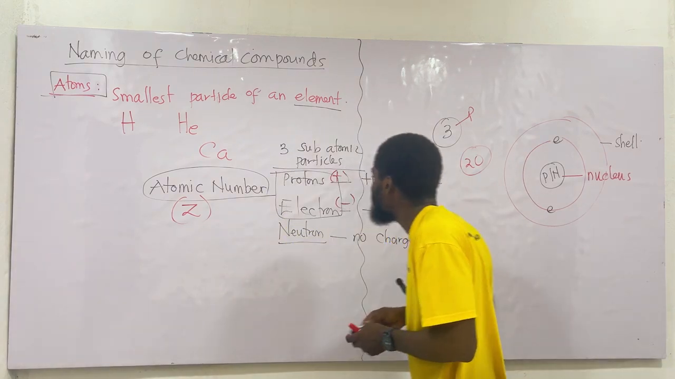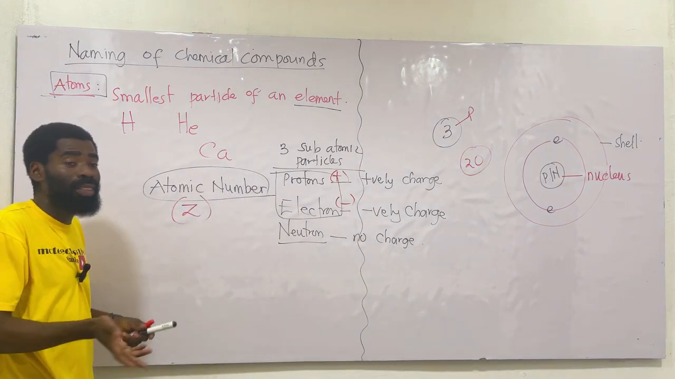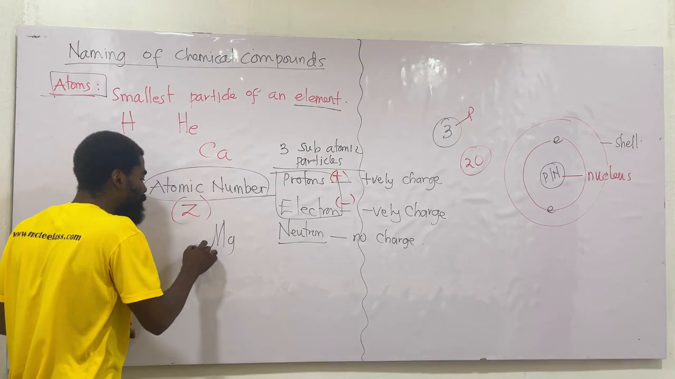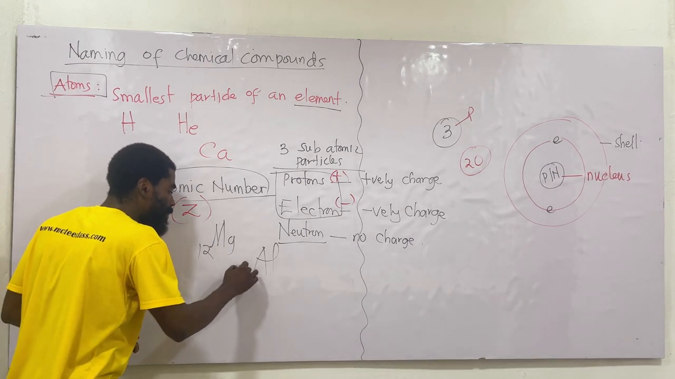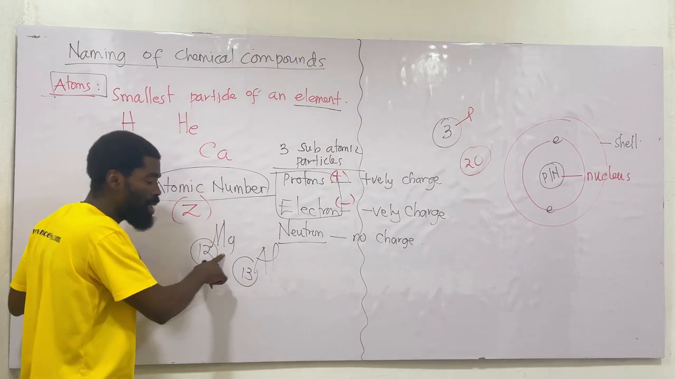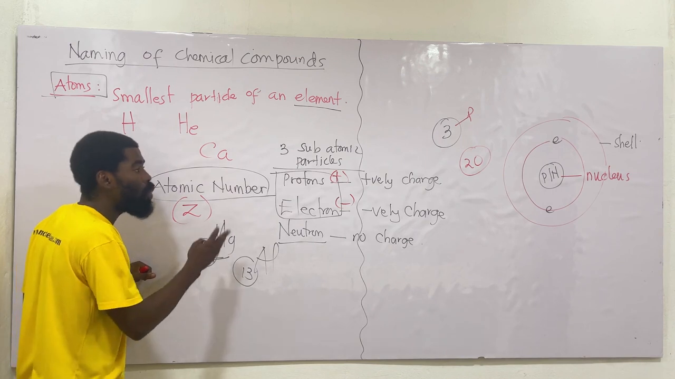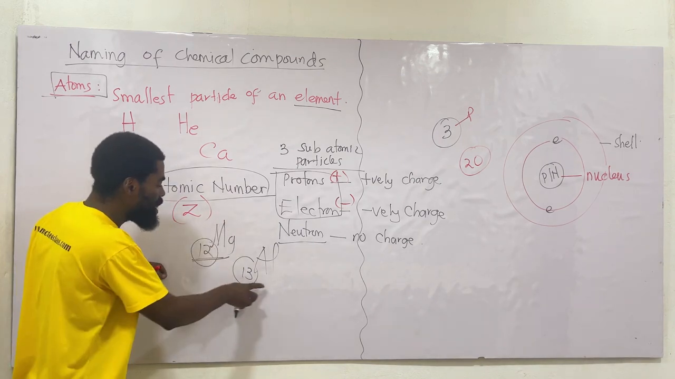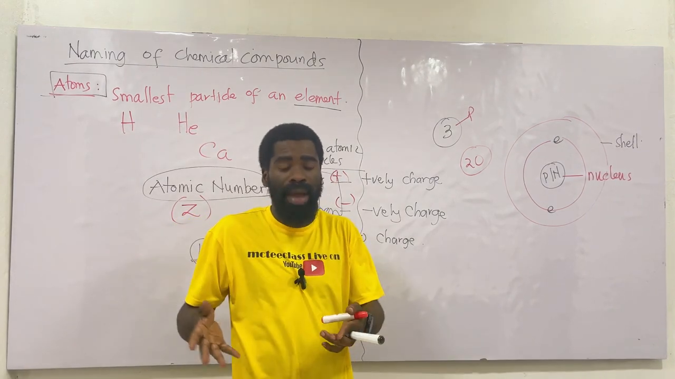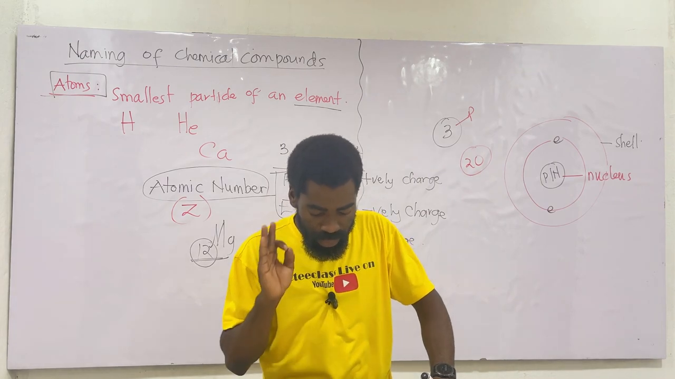Because if I mention any element, like calcium, number 20, you should be able to tell me its atomic number. When I mention magnesium, you have to tell me it is number 12. Aluminium, number 13. These are the atomic numbers of magnesium and aluminium, respectively. This tells me that magnesium will have 12 protons and aluminium will have 13 protons, and also the same number of electrons, because that's the atomic number. It is very important for you to know this.